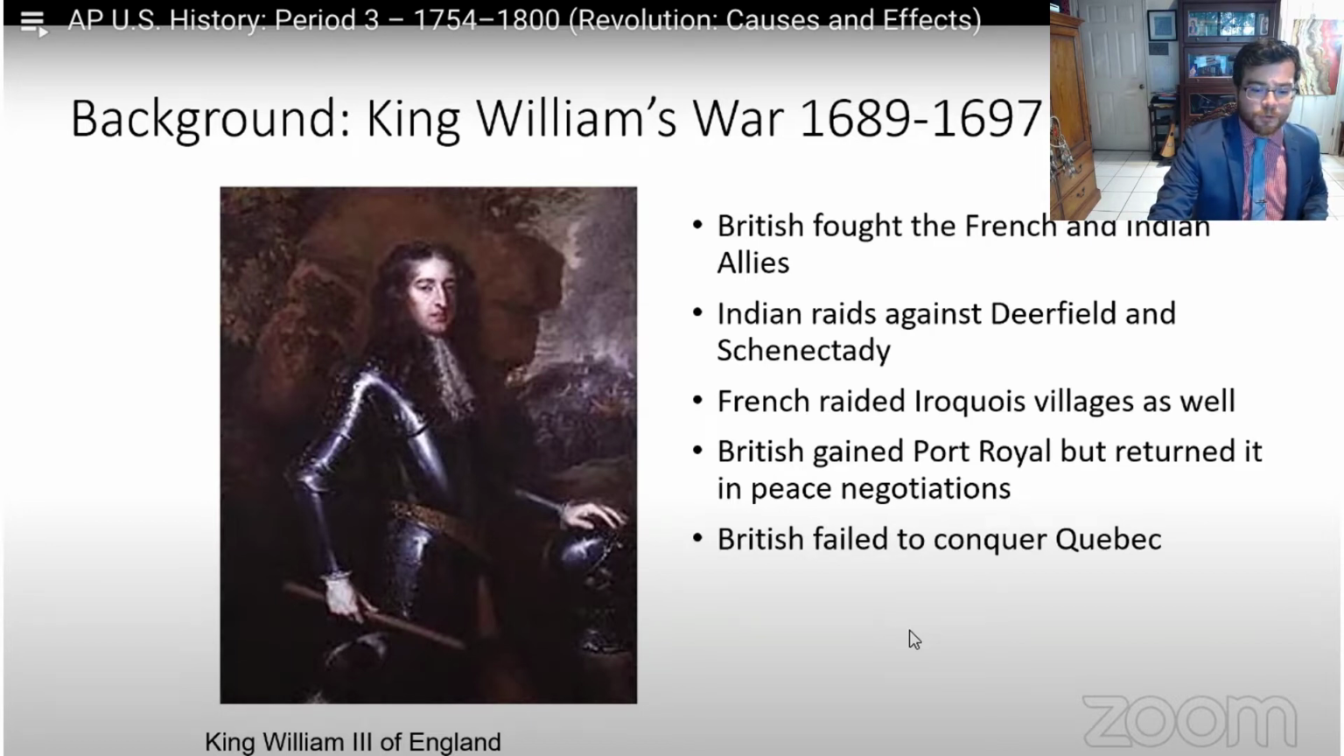But the British are going to get some wins. They're going to gain Port Royal, but then they give it back at the end of the peace negotiations. Britain is going to fail to get Quebec. They're going to fail to get any more territory in Canada. So this is the precursor to the precursor to the precursor. King William's War is just another piece of evidence you can throw in there to be kind of a history buff.